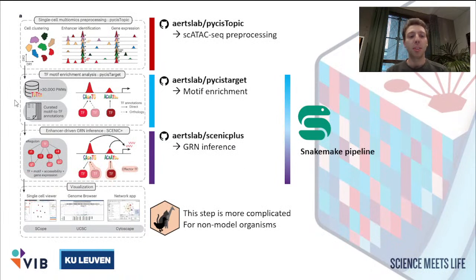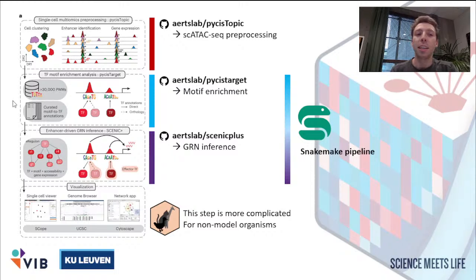So what is SCENIC Plus? SCENIC Plus is a tool to infer enhancer-driven gene regulatory networks. And for this, we make use of single-cell multiome data. SCENIC Plus consists of three main steps. The first step is to analyze the single-cell ATAC-seq data. And for this, we make use of pycisTopic.